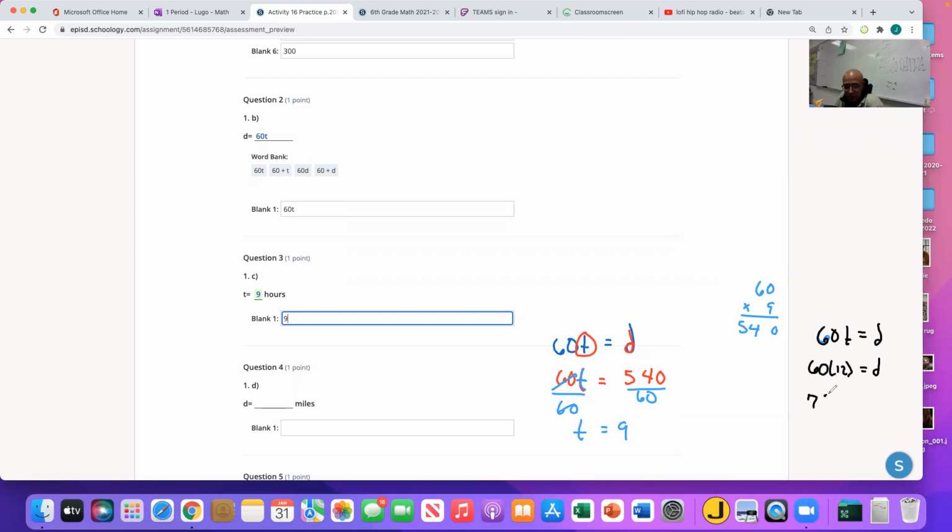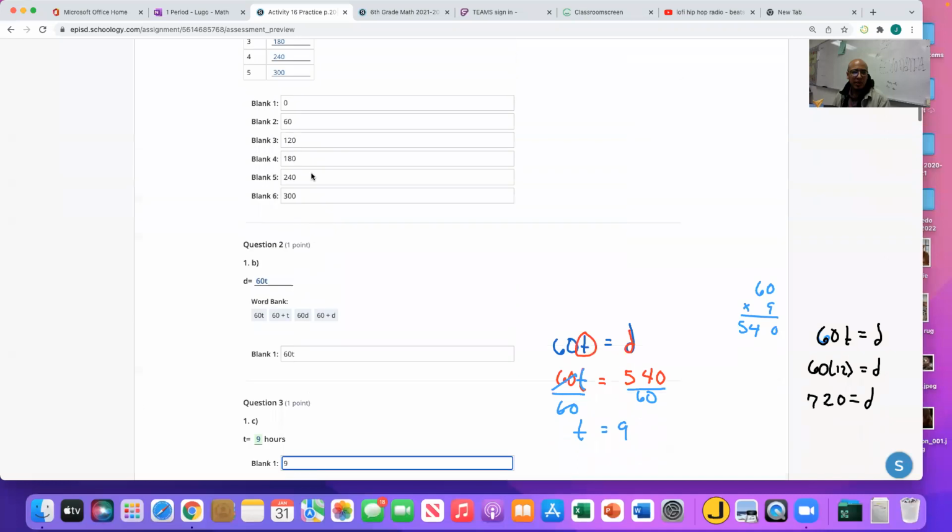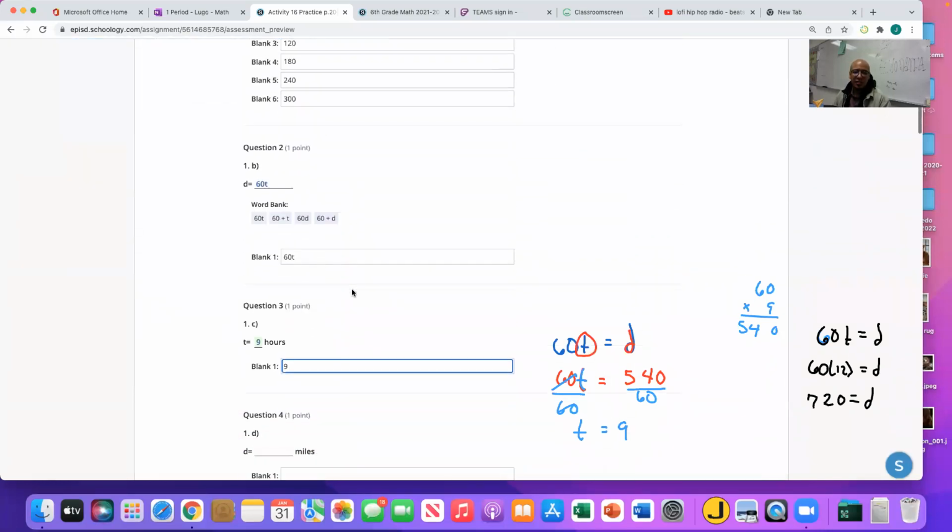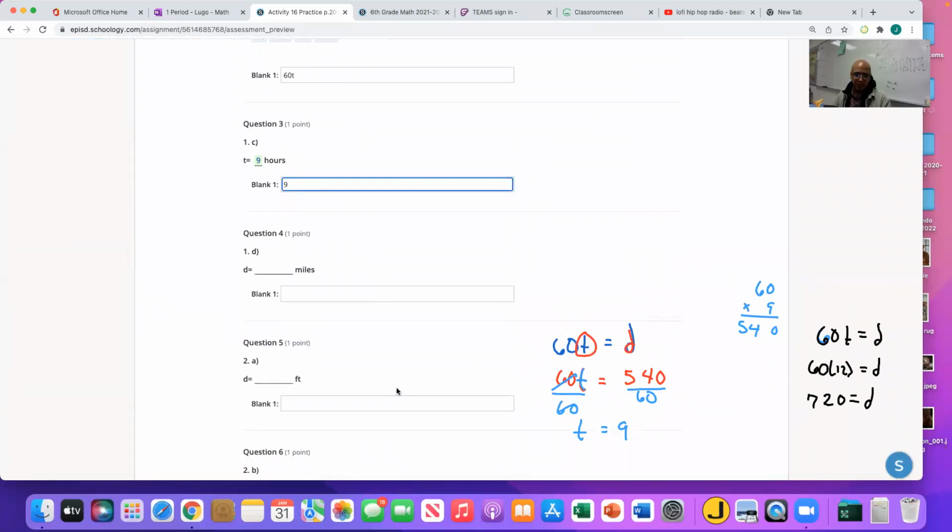So 720. 720 miles is our distance. Once you figure out a formula, guys, it is quite simple. This is the formula that we can use to make this table, to solve for any of these things, right?